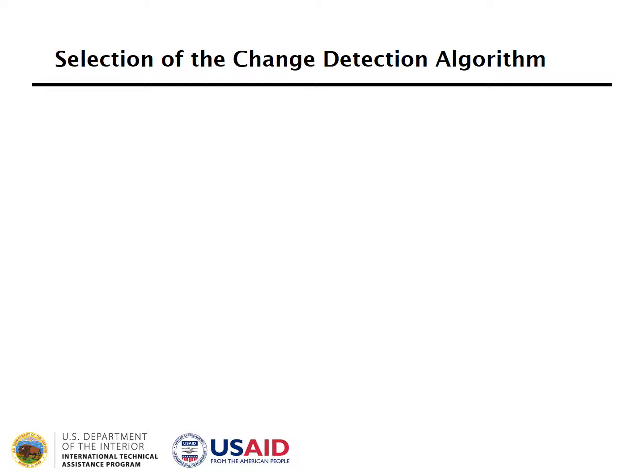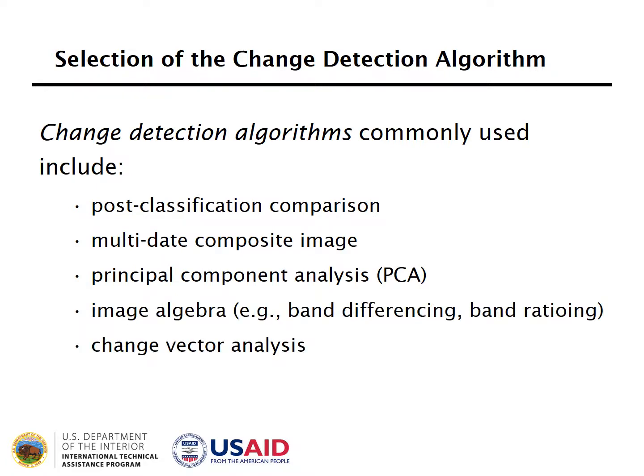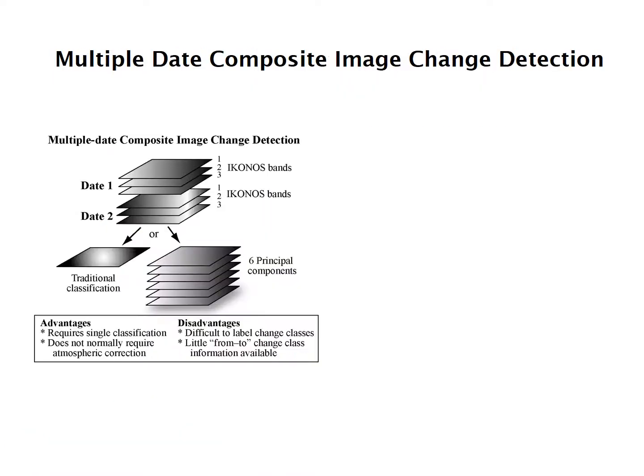So how do you go about selecting your change detection algorithm of choice? Well, common ones: post-classification comparison, multi-date composite, principal component, image algebra, vector analysis, binary mask. Not easy to figure out. Let's look at the multiple date composite image change detection.